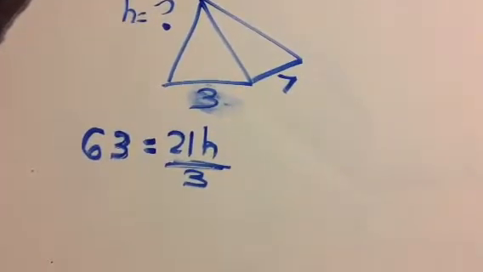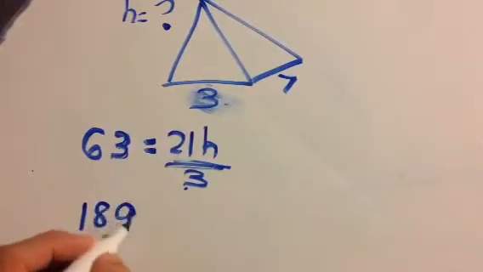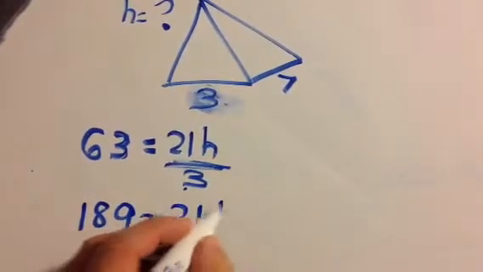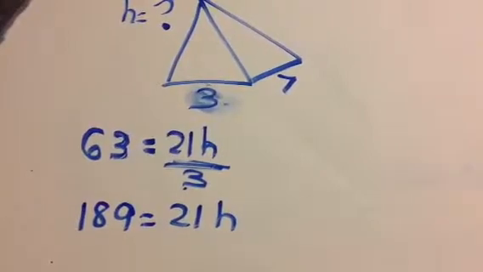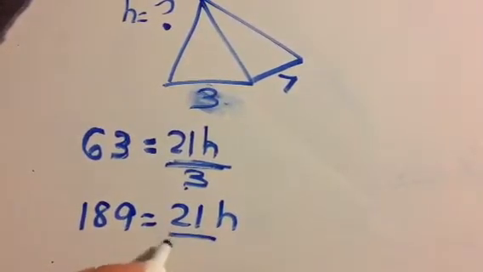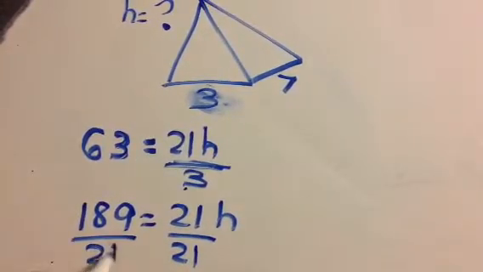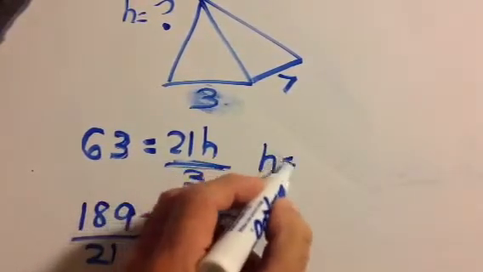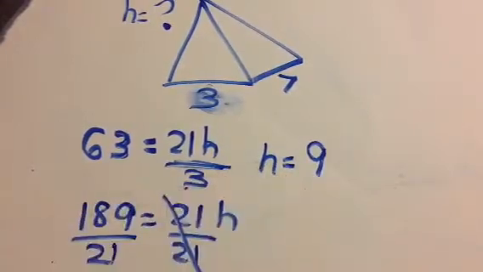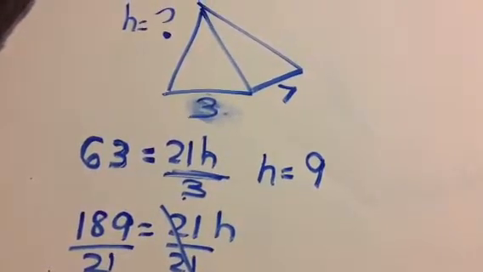Okay, so let's bring this up a little bit. So 63 times 3 is 189. So we have 189 equals 21H. Now perform a little algebra here. We'll just divide out the 21 to isolate the H. Whatever you do to one side, you do to the other side. Okay? And 189 divided by 21 gives us H being 9. Okay, so that's how we found H.